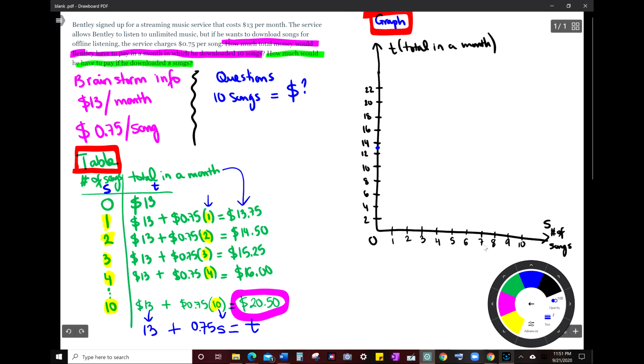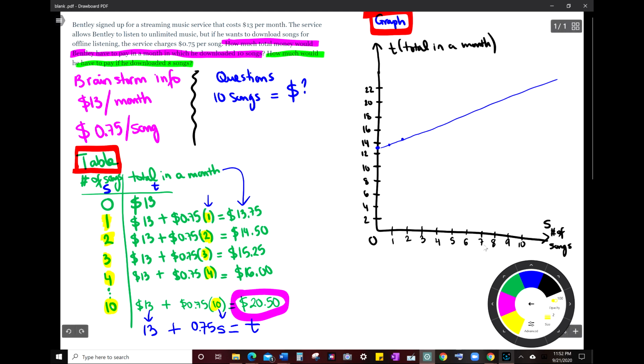Let's go up a little bit, very close. And then when he downloaded 2 songs, the cost will be 75 cents more compared to last time. So then it will be $14.50. Okay, so the pattern should go like this. Of course, not as accurate as I want, but I just estimated.